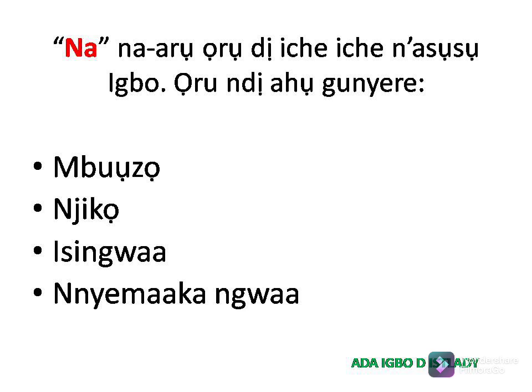It can function as mbuzo, which is preposition. It can function as conjunction njiko. It can function as isi ngwa, which is the verb root. It can also function as auxiliary verb, which is nyamaka ngwa. So today we are going to look at how to write these. We have to write na when it's functioning in different ways.